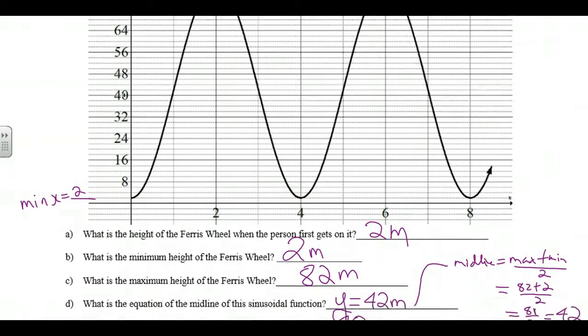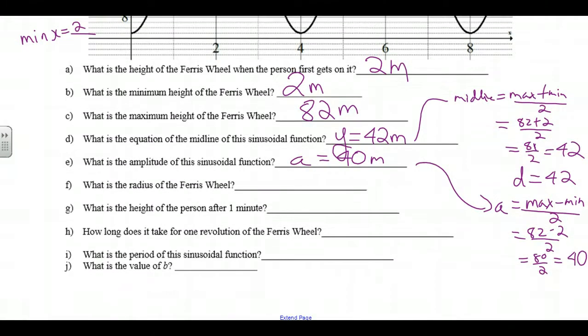Okay? So the amplitude of the sine function is the radius of the Ferris wheel. So it's the amplitude, which is 40 meters.